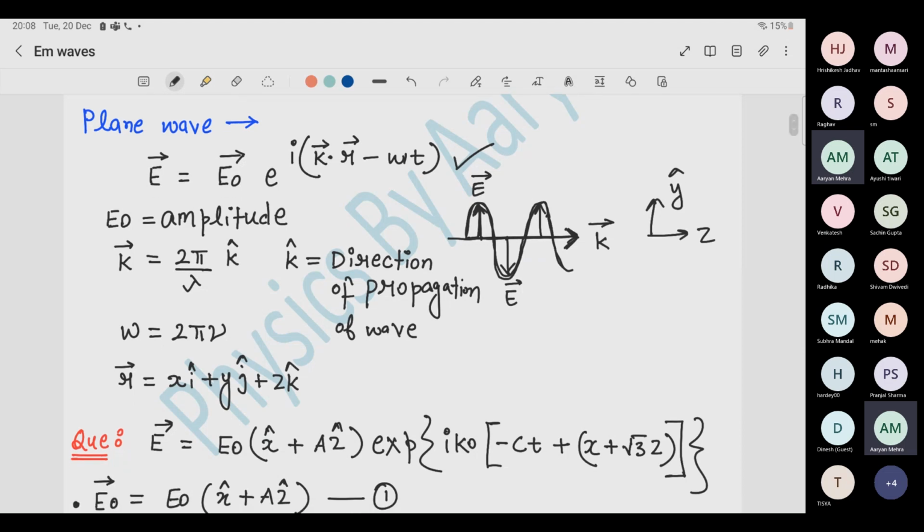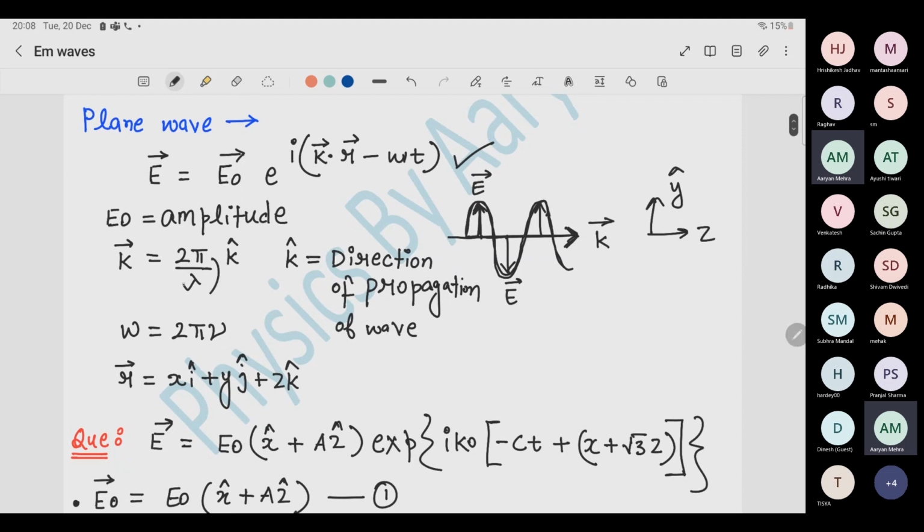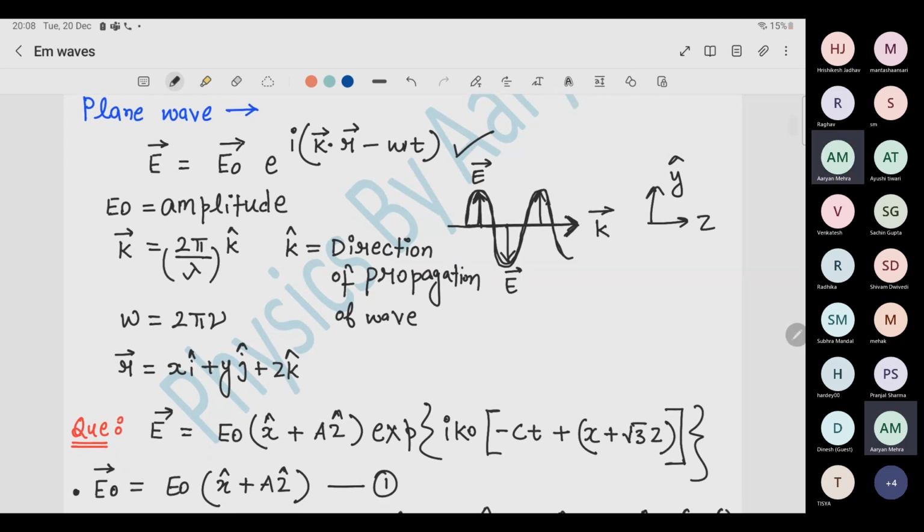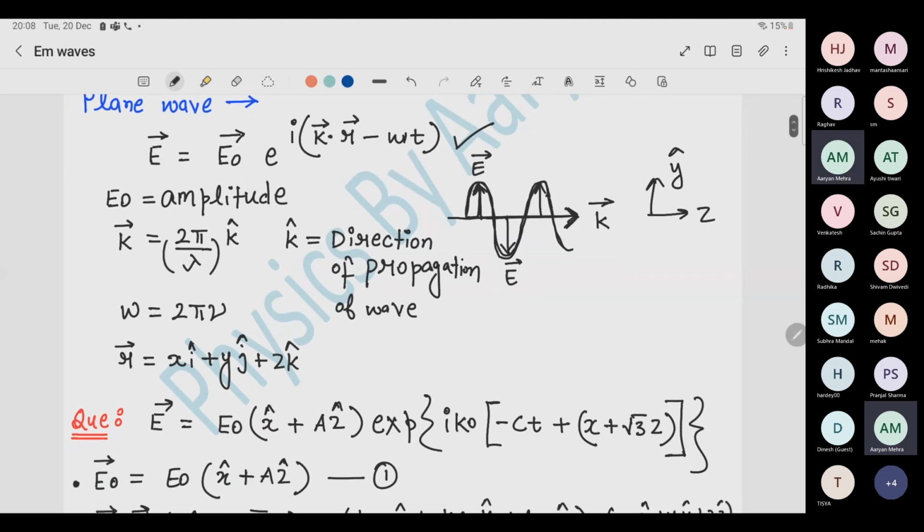K vector's magnitude is given by 2 pi by lambda. It's called the wave vector. And k cap is the direction of propagation of the wave. Omega is your angular frequency, 2 pi nu. R is just a simple vector in space, a position vector, x i cap plus y j cap plus z k cap. So this is how you typically write the electromagnetic wave.